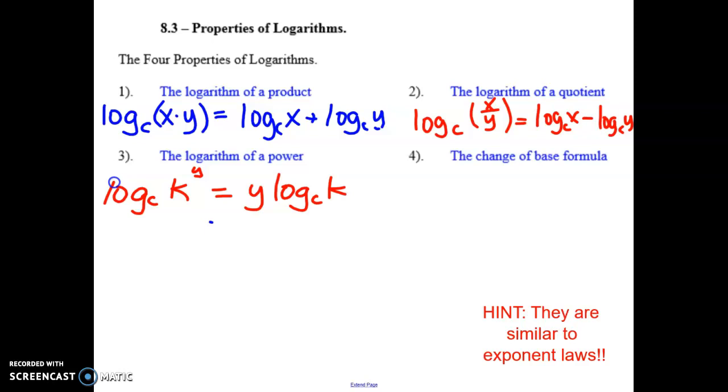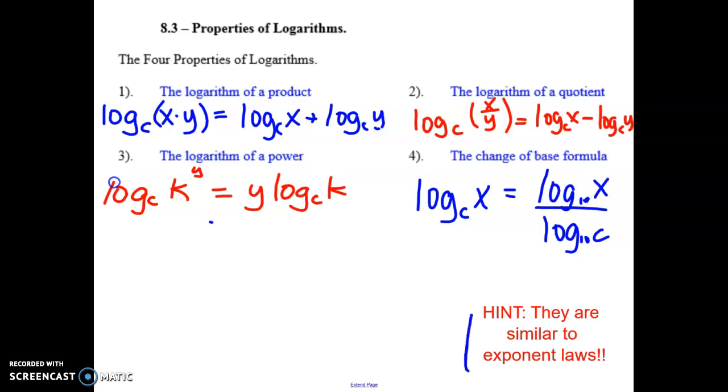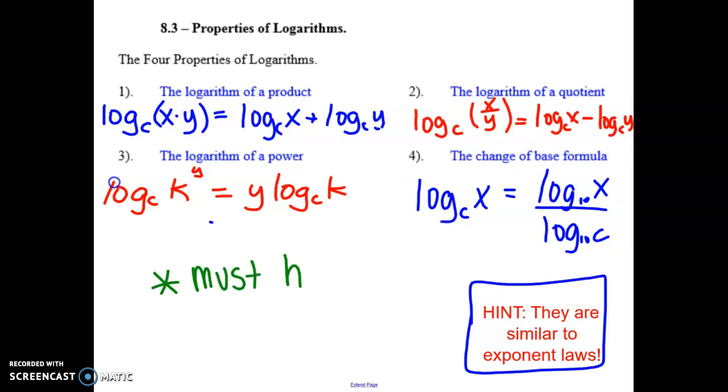And one more here. The change of base formula, we've already discussed this one. If you have log x base c, you can break this into log x divided by log c, and those would both have a base of 10. So that's our change of base formula that we did discuss last day. Notice that these are very similar to the exponent laws. And one other thing just to add in here, in order to use these laws, you must have the same base. You must have the same bases. Otherwise, you can't use these laws.